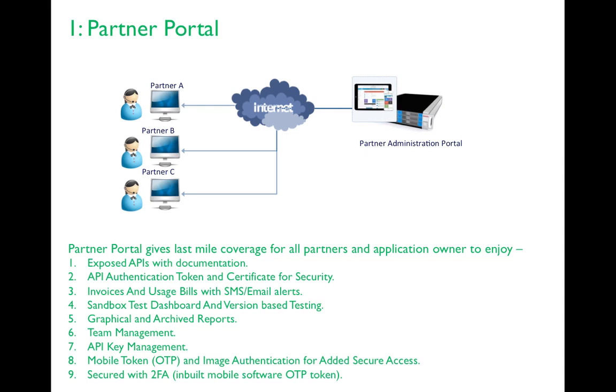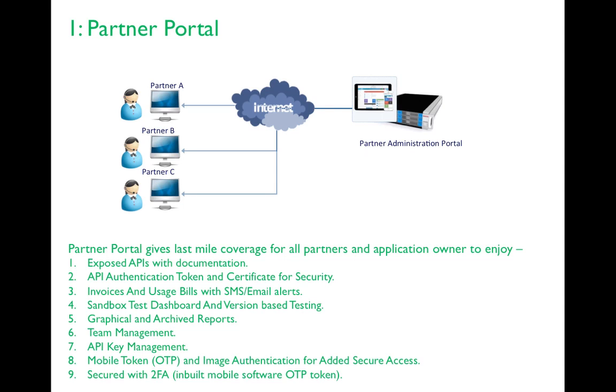The partner portal, as you can see, is exposed and given out to the partners. Here we have the exposed APIs which will be given out, the API authentication and the certificate for security, invoicing and billing, sandbox dashboard, graphical reports, archive reports, and team. So if a partner wants more than one individual as part of the team accessing the same dashboard, they can do that. Then key management at the API level. We are not saying that one key will be used for all the APIs. You can have very granular or micro control where each API has a different key. That level of control is given by Service Guard.